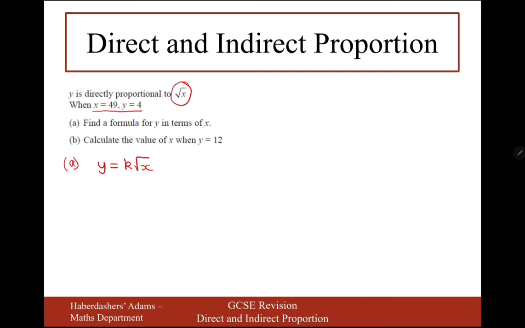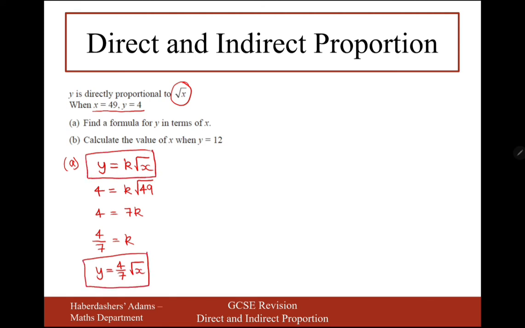Then it gives us some information to work out the scale factor. 4 is going to be replacing y, and k times the square root of 49. The square root of 49, let's work it out, is 7, so it'd be 7k. And then divide by 7 onto the other side, I get 4/7. I'm not going to work that out as a decimal because I know it's a recurring one, so I'm just going to leave it as 4/7. So the answer to part A is y equals 4/7 times the square root of x. And there we are, that's the final answer. My final answer is the formula I created right at the start, but with my new value of k substituting in.